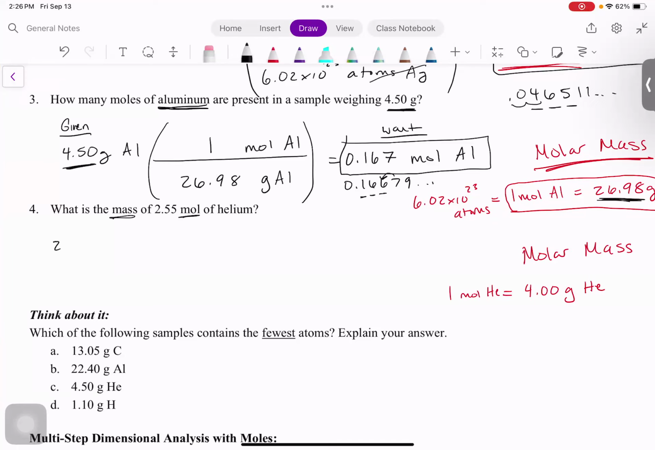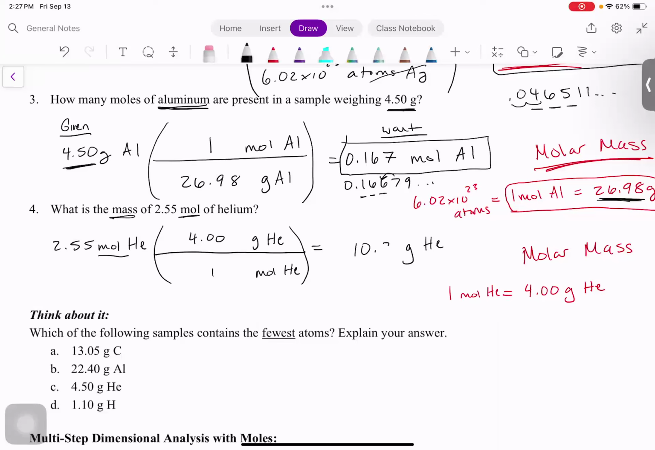So I've got 2.55 moles of helium as my given. I want to convert this to grams of helium. So I'm going to put the unit that I have in the denominator, moles of helium, and the unit that I want in the numerator, grams of helium. And 1 mole of helium has a mass of 4 grams. So in this case, all I need to do, 2.55 times 4, and I get 10.2. And that is exactly 3 significant figures, so I don't need to round this one here. 10.2 grams of helium is my answer.